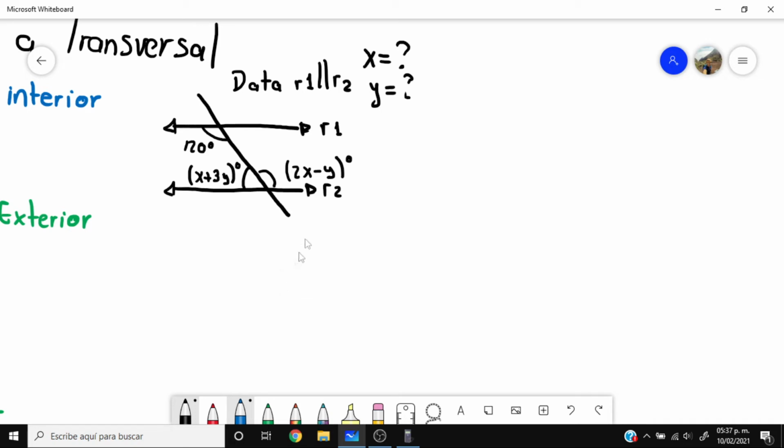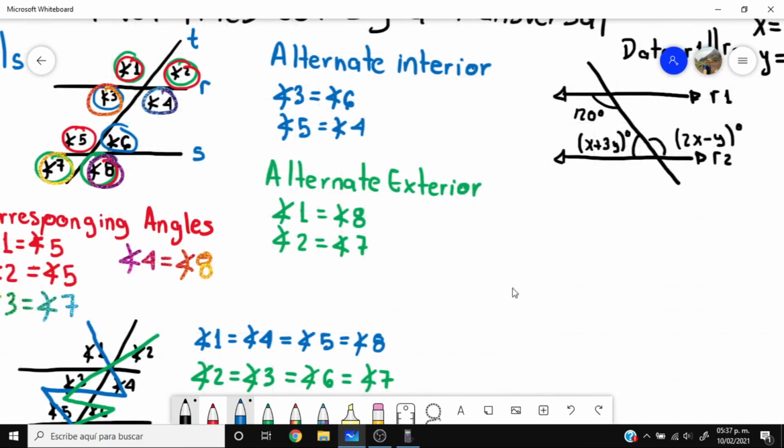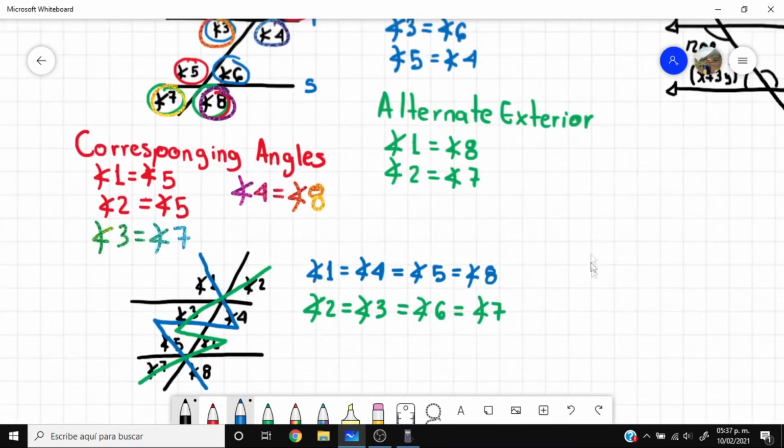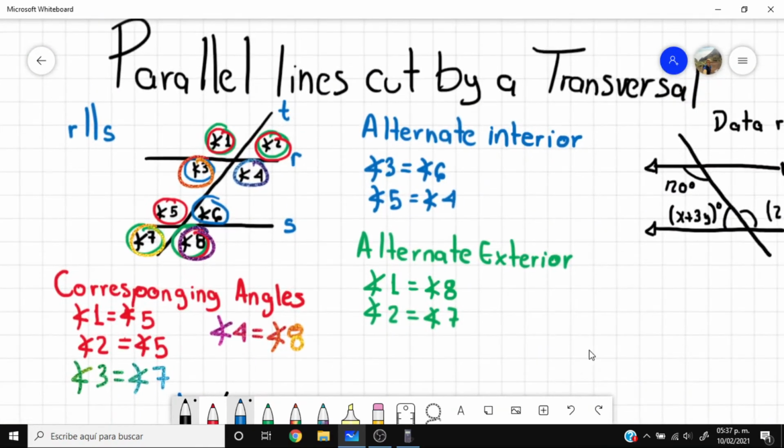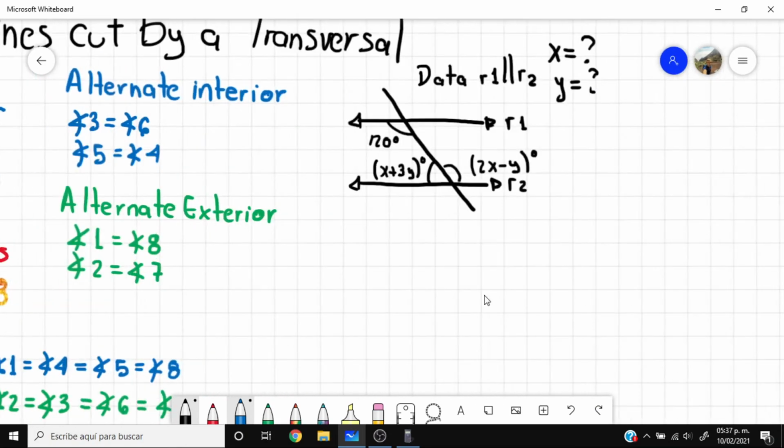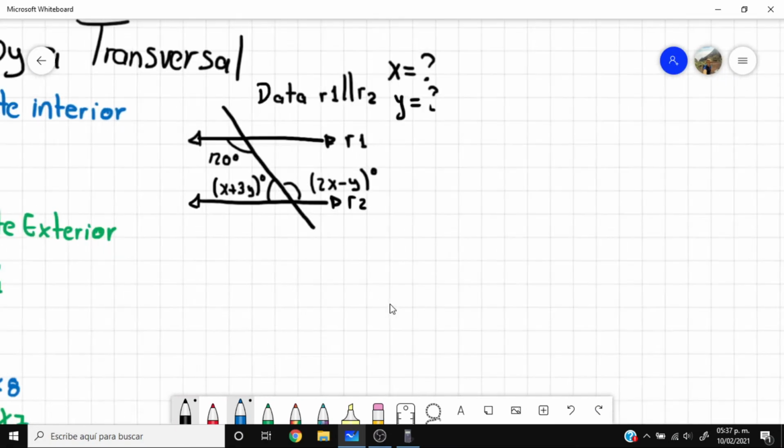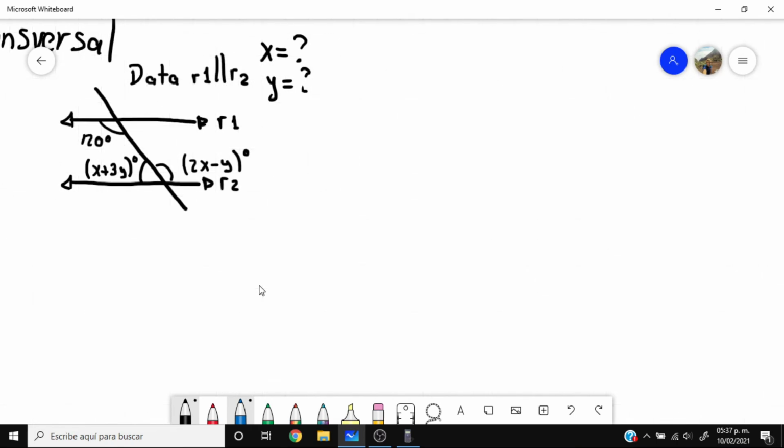And one important thing is that the problem must mention that the lines are parallel. If they are not parallel, this is not going to work. We cannot use those theorems, or we cannot use that theory. Okay, so for example, if I want to draw the line, I can do this.